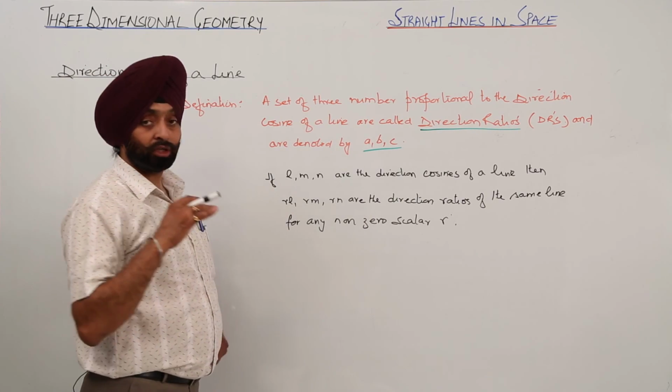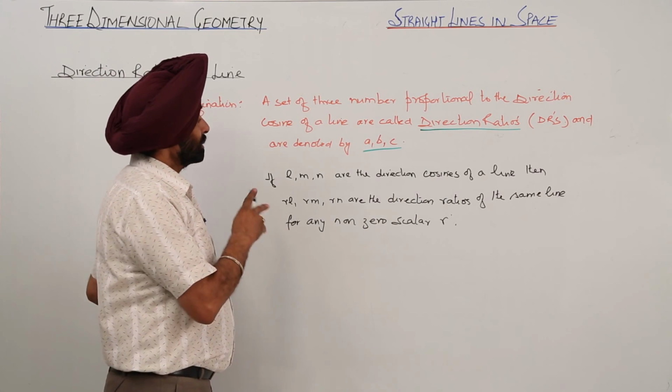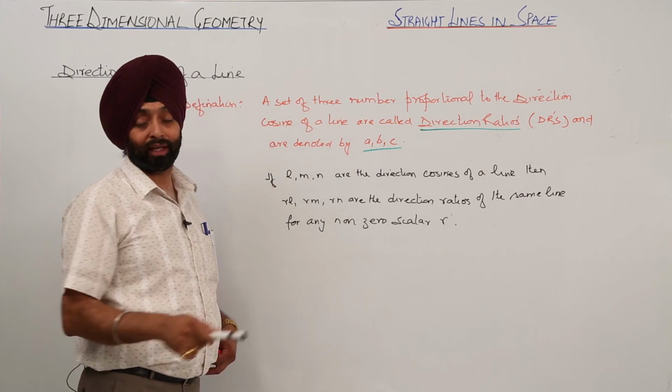Direction ratios denoted by A, B and C are the numbers proportional to the direction cosines.